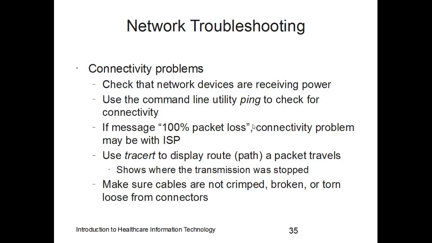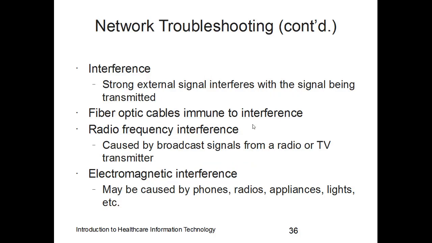where the problem may lie. And of course, make sure that the cables are not crimped or broken or torn loose from any connectors. Interference refers to strong external signals that interfere with the signal being transmitted from the device. Fiber optic cables are immune to interference. Radio frequency interference is caused by broadcast signals from a TV transmitter or a radio transmitter. And electromagnetic interference could be caused by phones or radios, appliances, or lights.